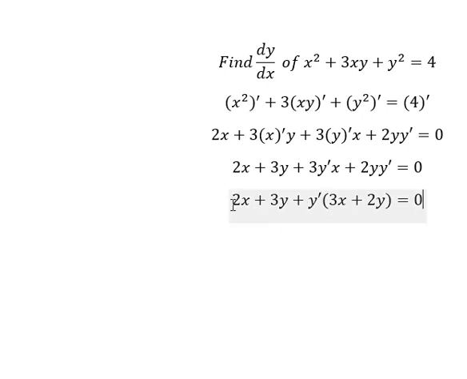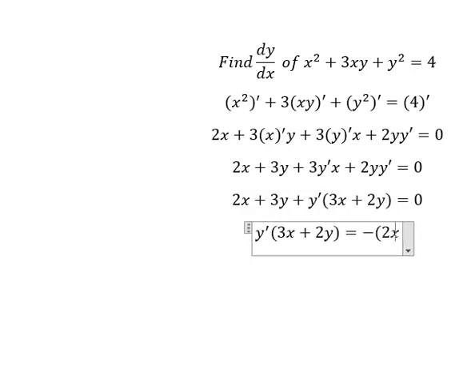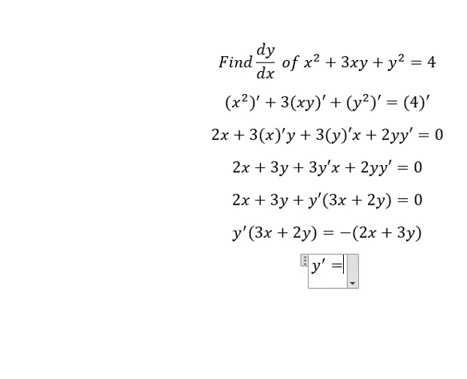Next, I will put this one to the right. And later on we divide both sides by this one. And now we have the final answer.